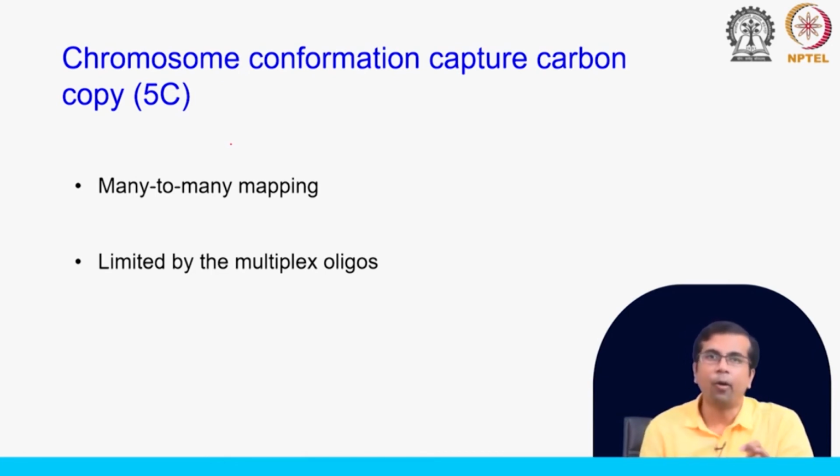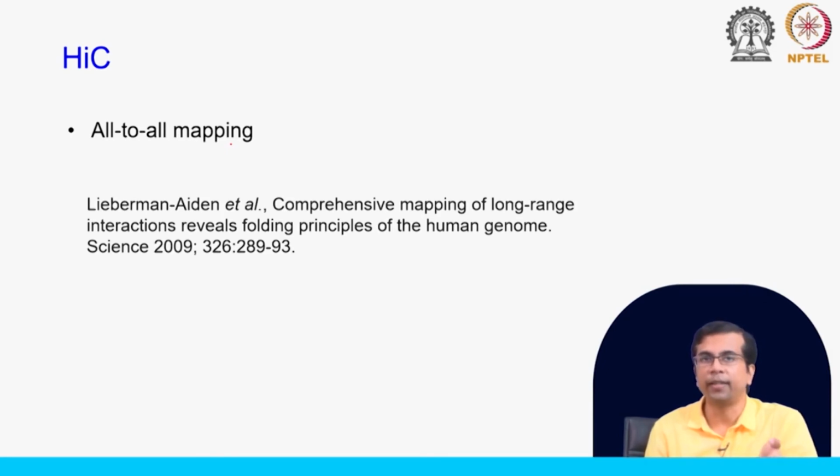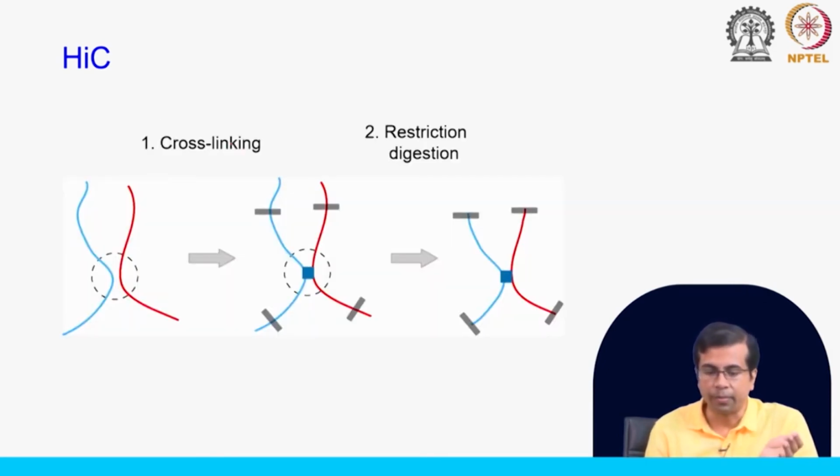So, we cannot have all oligos in the library. This process is limited by the oligo design. The final method that we will talk about in detail is Hi-C. This is an extension of the earlier methods. This is all-to-all mapping, and this is the paper that actually proposed this method.